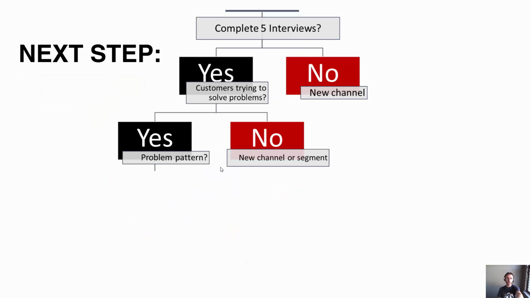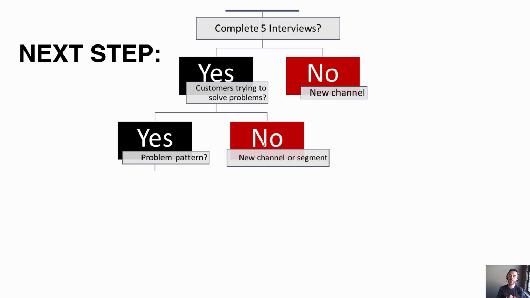So this next question is, are the customers trying to solve problems? If the answer is no, that you're asking people about their problems and they are not doing anything to try and solve them, it's time for you to either choose a second channel or find a new segment. Now, how do you know which one? If this is your first time through the iteration, maybe you try a second channel just to see what's going on. Also, touch base and make sure you're really letting the customer lead the conversation.